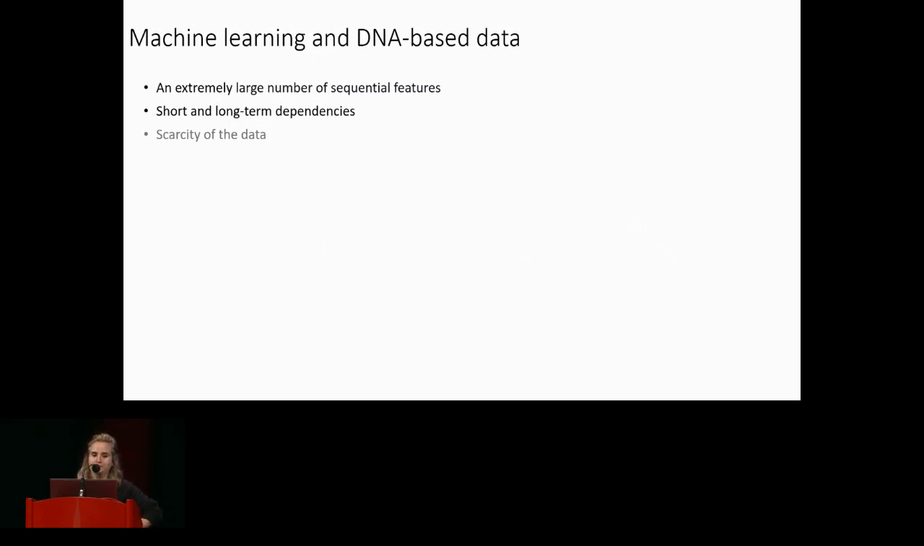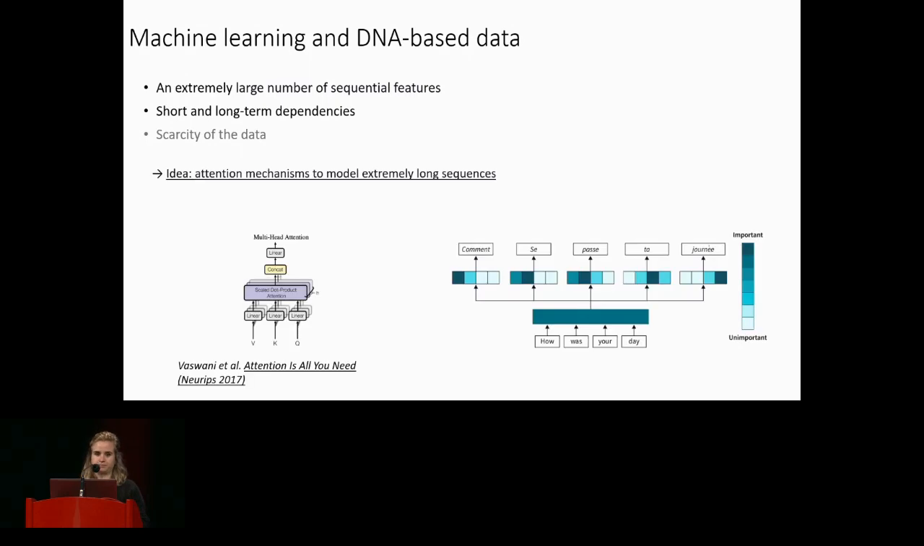So here we use a machine learning approach to try to solve this problem. However, using machine learning on DNA-based data, such as ATAC-seq, has inherent challenges. First, ATAC-seq, as any DNA-based data, has an extremely large number of sequential features with both short-term and long-term dependencies. Another problem is the scarcity of the data in the context of machine learning, as you may all know.